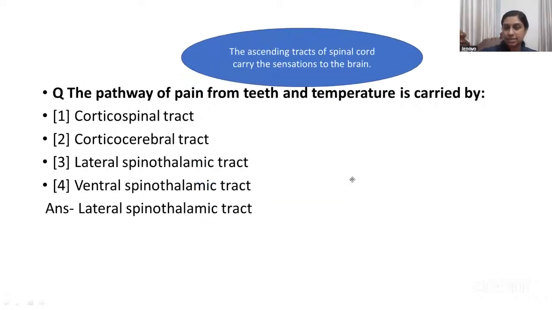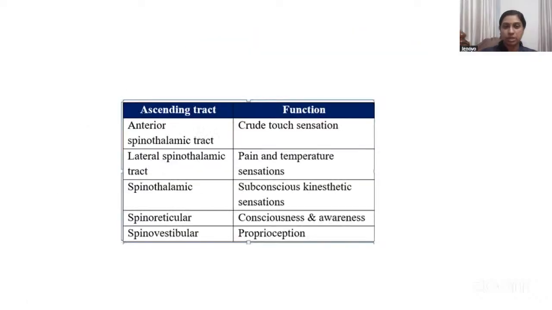Usually, the ascending tracts of the spinal cord carry sensations to the brain. The ascending tracts are mainly carrying sensory outputs from the different organs towards the brain. Whereas descending tracts means what? They carry motor information from the brain to the effector organs or the muscles. Okay. So these are the basic functions of ascending and descending tracts.